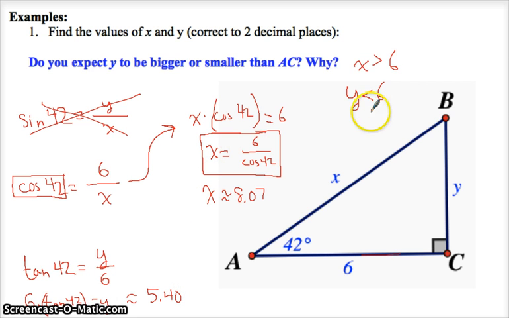Now, did that turn out to all my expectations here? Yeah, I kind of expected x to be bigger than 6, and I kind of expected y to be less than 6. Great. That all worked out nicely.